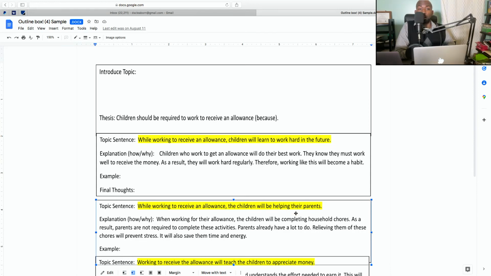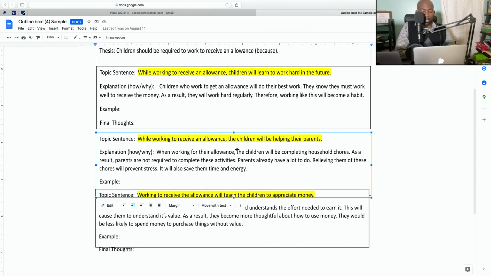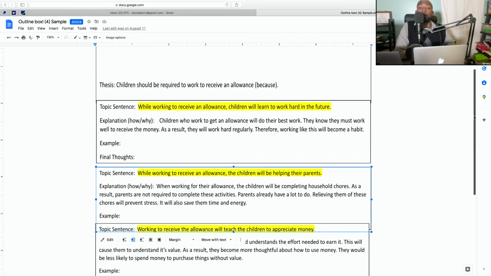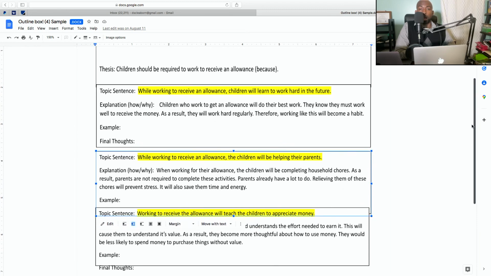Okay, so that's another valid reason why. And then the third topic sentence says, children should be required to work to receive an allowance because working to receive the allowance will teach the children to appreciate money. So notice we have three topic sentences and a thesis statement, of course, but three topic sentences that are all distinctly different from each other and that are all completely worded. That's how you want yours to be.